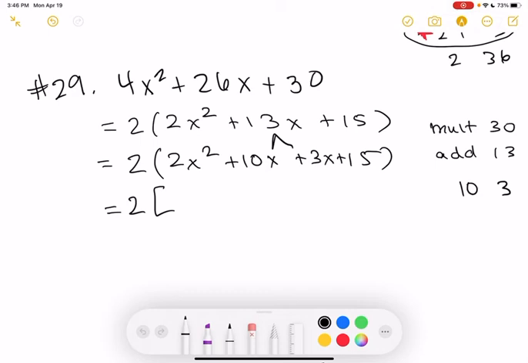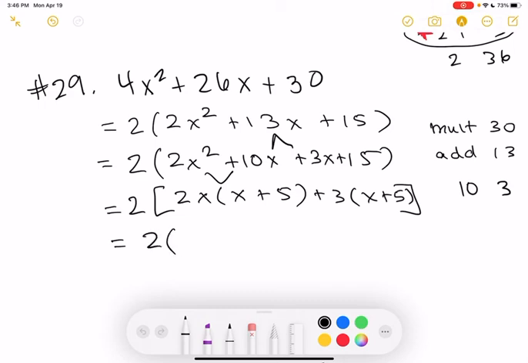I'm going to go with my brackets just to make it a little bit easier to see. And I have, out of these first 2, I could pull out a 2x. And then to get to 2x squared, that would be an x. Plus I have 2x, I'm trying to get to 10x, that would be a 5. Plus I can pull out a 3, leaving me with another x plus 5. Bring down that 2. And here I have x plus 5 I can pull out, leaving me with a 2x plus 3.